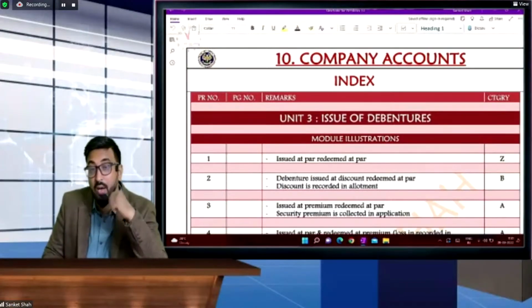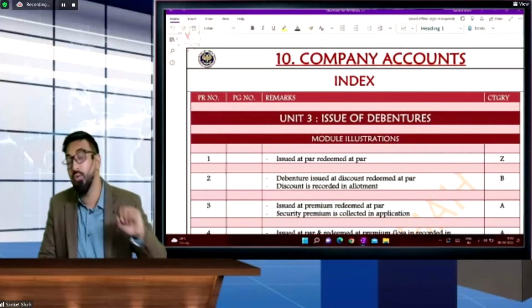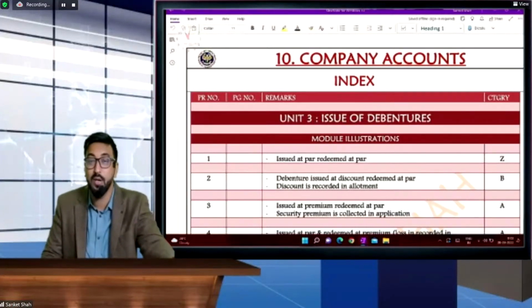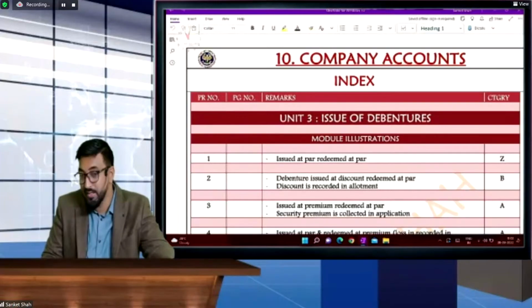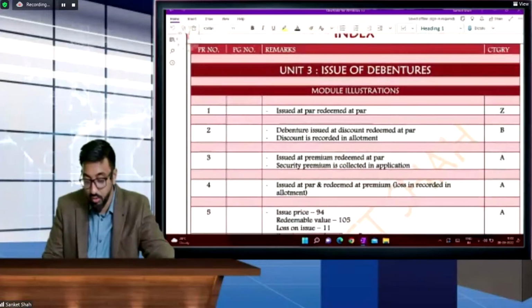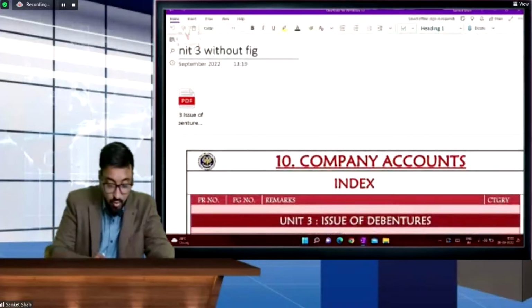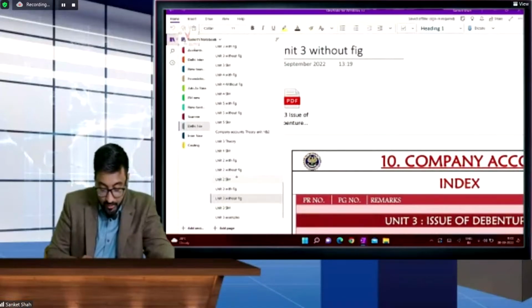So beta, today I'm going to take the remaining part, and the next session will be on Tuesday and Thursday, because on Wednesday I think there is Dussehra. So you will have a holiday for Dussehra. We are going to start debentures on Tuesday, so you will get time to complete your company accounts in these two to three days. If you have any query related to company accounts, you can ask me.